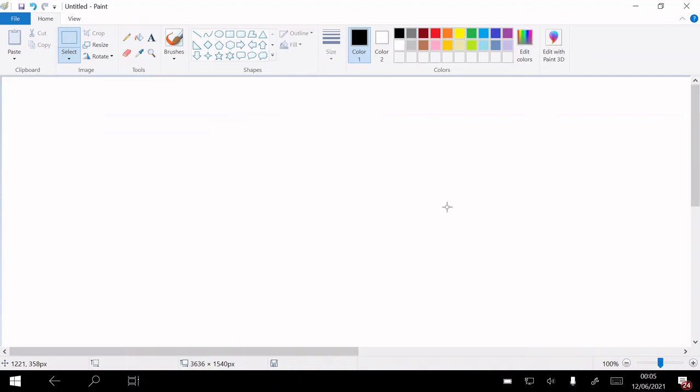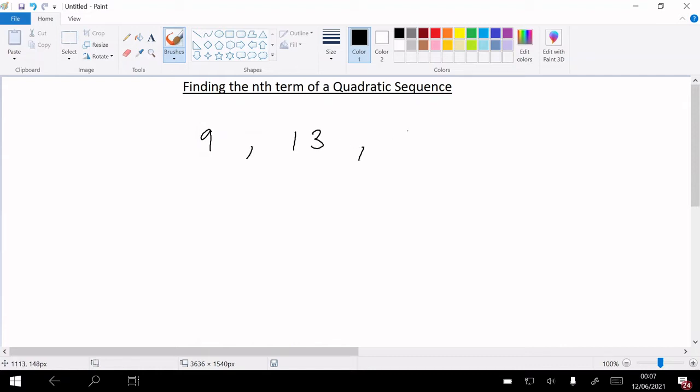In today's lesson, we will be going through how to find the nth term of a quadratic sequence. So let's get started. We will start with the question: 9, 13, 19, 27 and so on. I'll be using this question as an example to teach you the method, but of course use the next question to practice it.